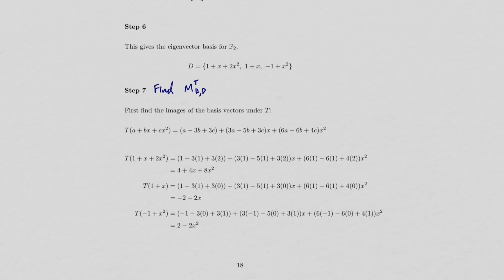Then I take the next basis vector, 1 plus x, and get the image of that one. Well, a is going to be 1, b is 1, c is 0 because there's no x squared term. So I plug in a 1 for a and b and a 0 for c, and all the terms simplify, and I get minus 2x. So there's the image under T of 1 plus x. For minus 1 plus x squared, a is minus 1, b is now 0, there's no x term, c is 1. So I plug in a minus 1 for a, 0 for b, 1 for c into all the terms here. I simplify, and I get 2 minus 2x squared. So this is the image under T of minus 1 plus x squared.